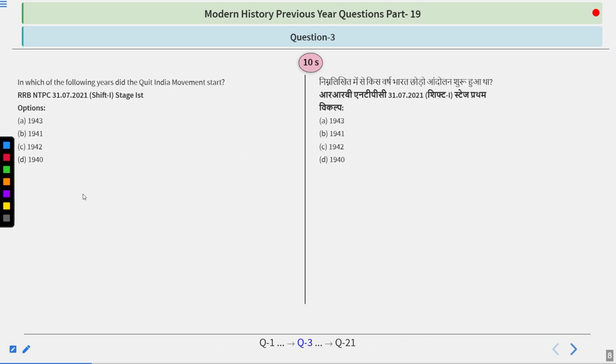In which of the following years did the Quit India Movement start? Options are 1943, 1941, 1942 or 1940. So take your time and think about it, guys.